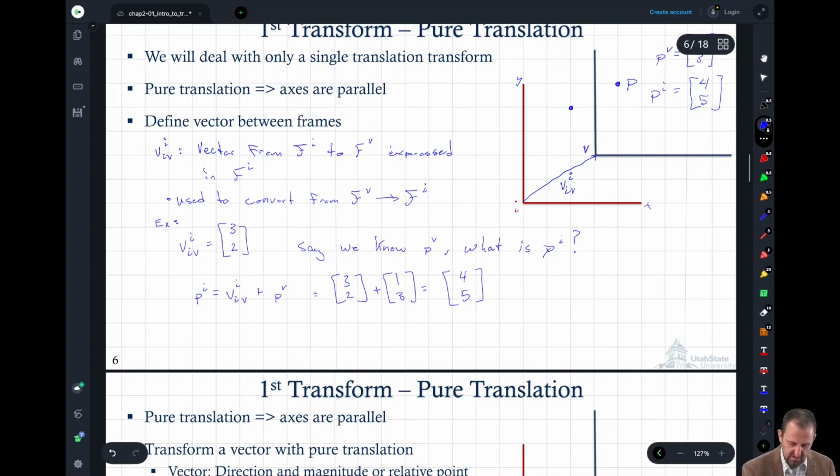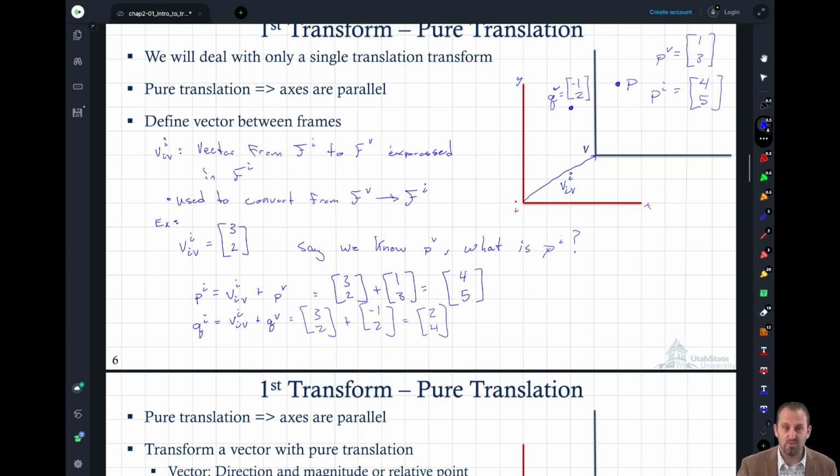All right, so in this case, this is Q. We'll say that this is equal to -1 in the X direction and up 2 in the Y direction. Again, we could say that this is Q in the vehicle frame. Q in the inertial frame would just be equal to V_IV in frame I plus Q in frame V, which would then equal (3, 2) plus (-1, 2), which is equal to (2, 4). If we take a look at it, over 2, up 4, we're good to go.